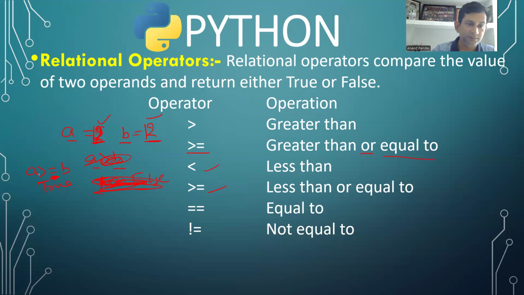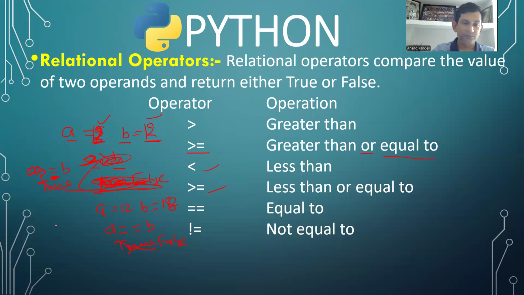Now the equal to operator. See, if a equal to 12 and b also 12, if you're comparing a equal to b, the result will be true because both are equal. Okay, and consider it is 18. So now it will return what? False. I hope the things are clear. You know very well about this.